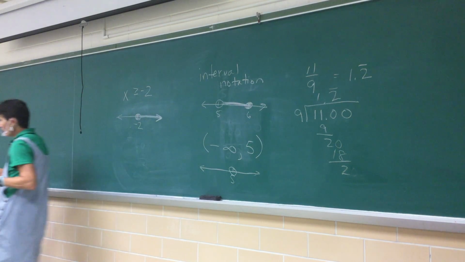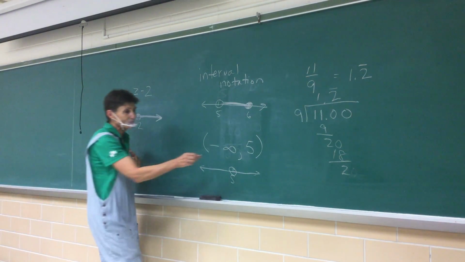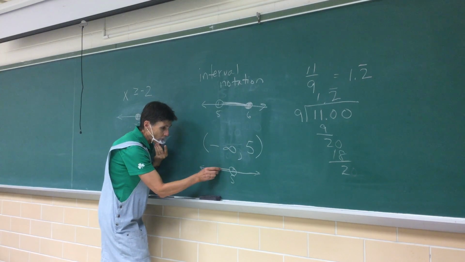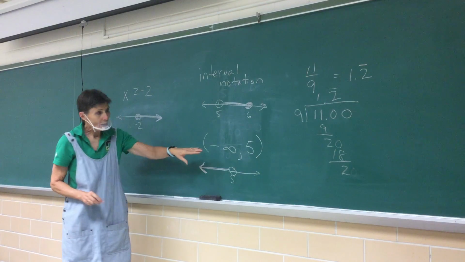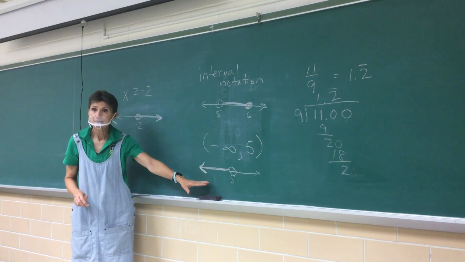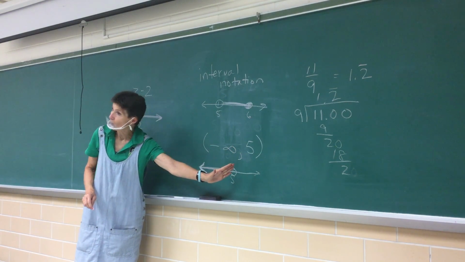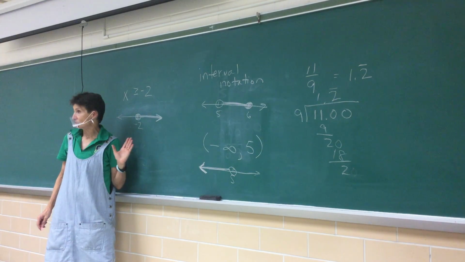Notice that in the next problem, there's a bracket. The bracket indicates a closed dot. So what this says is we have an open dot at 5, and then we're going all the way to negative infinity. So a picture of this interval looks like this. 5 is on the right. 5 is the rightmost point. And negative infinity is the leftmost.